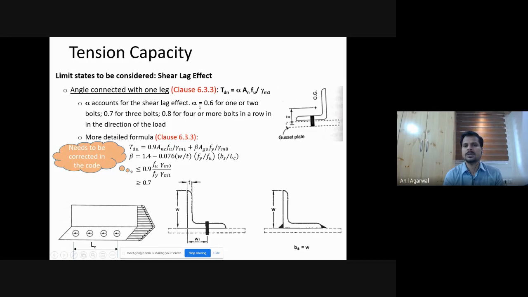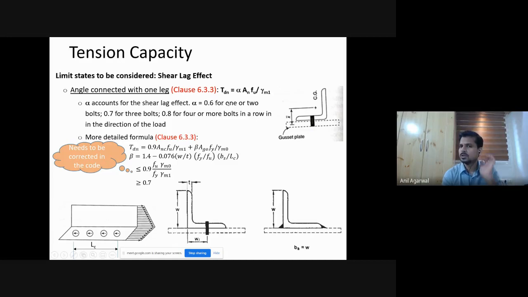And what was alpha? Alpha was taken as 0.6 for 1 or 2 bolts, 0.7 for 3 bolts, and 0.8 for 4 or more bolts. As you can see, as I was saying, if you have more bolts, the shear lag effect will be less. Or if you have a longer joint, the shear lag effect will be less. If you have a shorter joint or fewer bolts, then you have more shear lag effect. If there is more shear lag effect, that means net capacity will be lower, and therefore you are penalized by having to use an alpha value of 0.6.